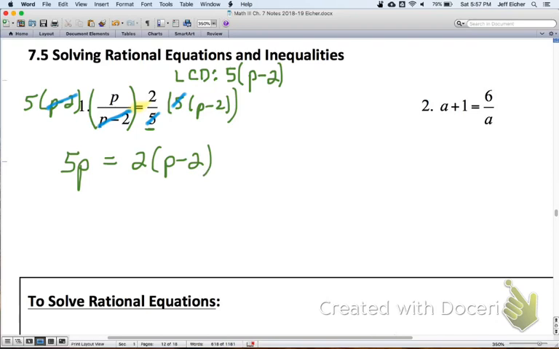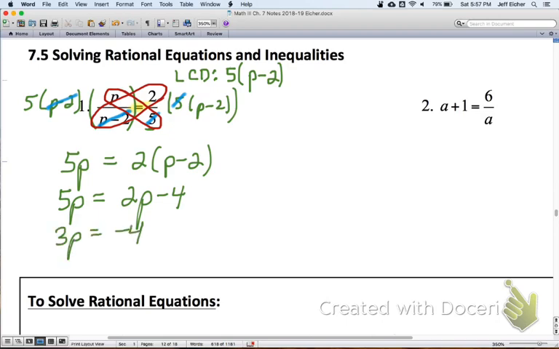Now, you may have recognized a question like this, kind of a shortcut we could do on this one. We could have just done 5 times p equals 2 times p minus 2 and gotten the same answer. But then we'll just solve from there. 5p equals 2p minus 4. Subtract 2p from both sides and you get negative 4. P equals negative 4/3. And that is our solution.